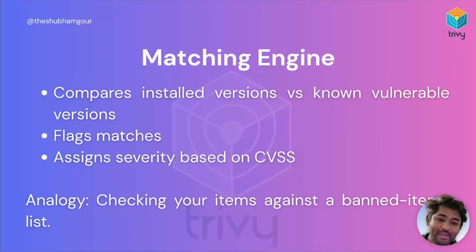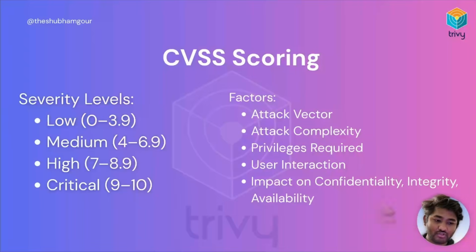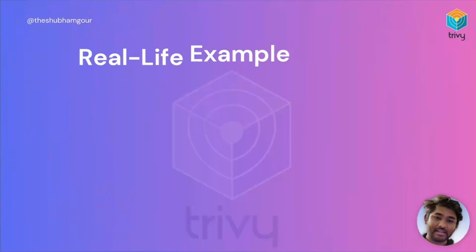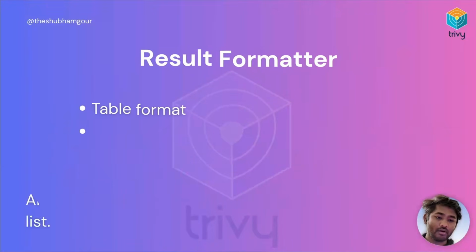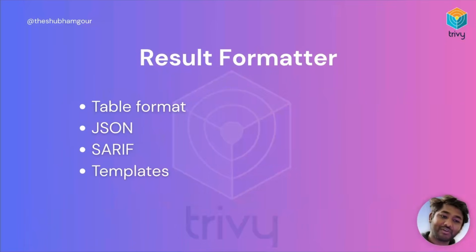It will flag the matches if it finds anything. It will assign the severity based on CVSS. Okay. Now we understand what CVSS actually is. It is a scoring pattern based on severity, and based on the factors, it will give the severity number, and that is how it will generate an ID for us. Now the matching engine will just match both things and assign a CVSS score, and then pass it further to the result formatter for us to see the output.